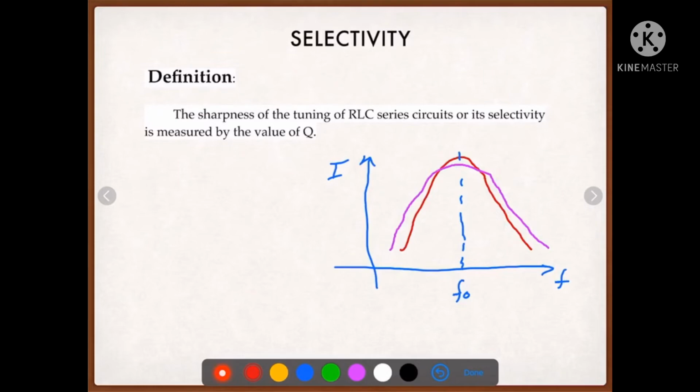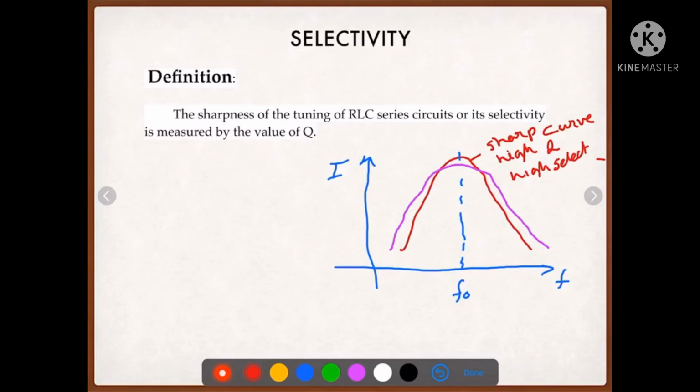Okay, and if you have good quality, that is a sharp curve. Sharp curve means high quality, high Q factor and high selectivity.